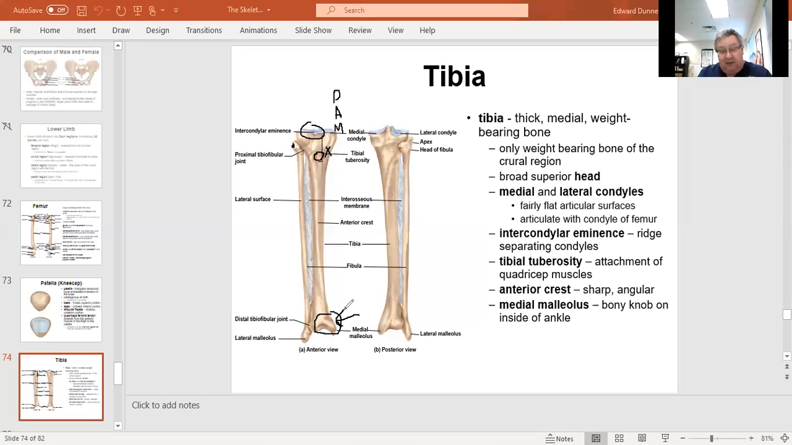On the tibial condyle, the semimembranosus attaches there. Semimembranosus attaches to the tibial condyle. At the tibial tuberosity, we have the quadriceps group. The quadriceps group attaches at the tibial tuberosity: the rectus femoris and all of the vastus, vastus lateralis, vastus intermedius, and vastus medialis.